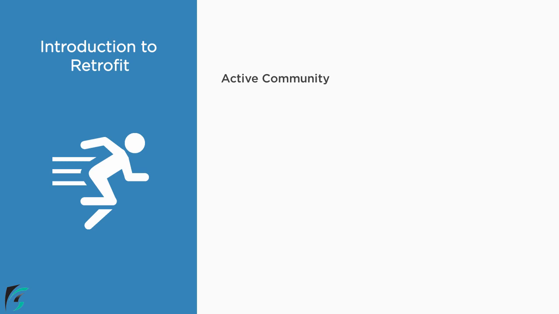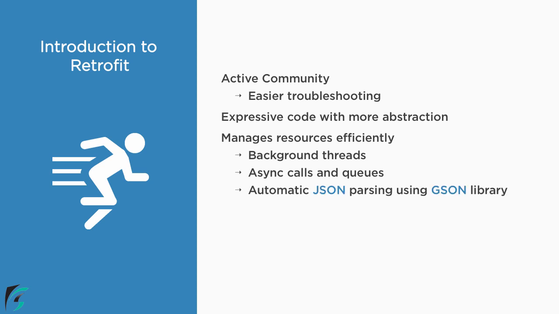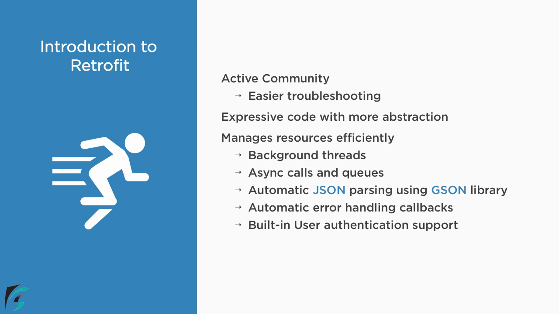So let us get a sneak peek of what the features of Retrofit are. First, Retrofit has a huge active community that will help you to easily troubleshoot your errors. This library allows you to write expressive and concise code. It helps you to manage resources very efficiently, for example, how to manage background threads effectively, and manage asynchronous calls and queues. It has built-in support to parse JSON using a JSON library. Now, what is JSON? We will talk about it shortly, don't worry about it. Next, it has a mechanism to handle errors effectively. Last but not the least, it has built-in user authentication support. And there are a lot of features that we will learn about Retrofit as we proceed with the course.